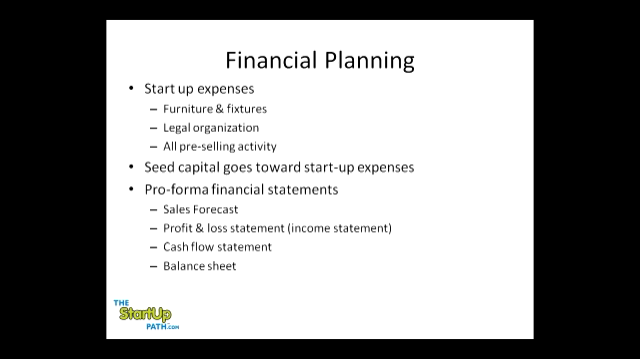Over the course of time, and certainly at the Startup Path, we talk about 4 different pro forma financial statements: the sales forecast, the profit and loss or the income statement, the cash flow statement, and the balance sheet. Each one of these tells the entrepreneur something different about their business.